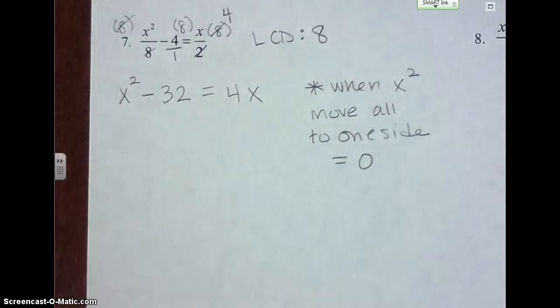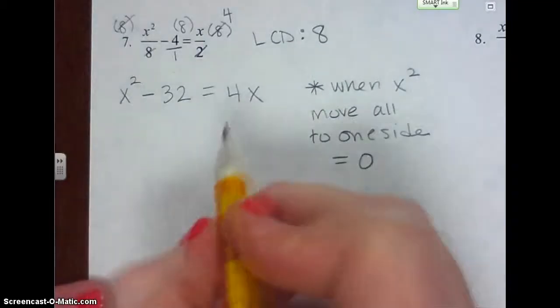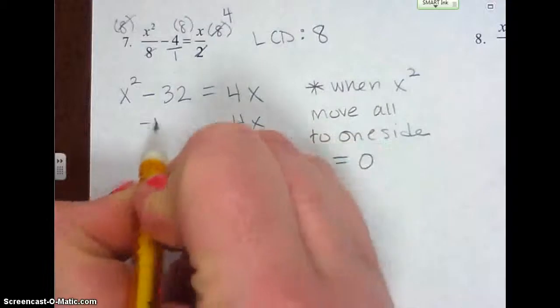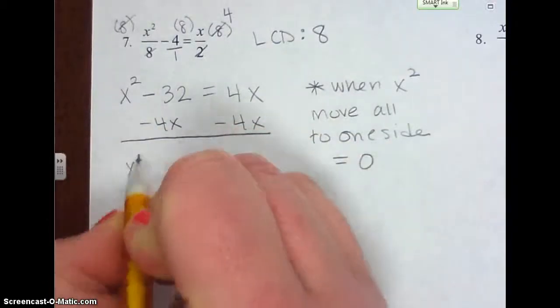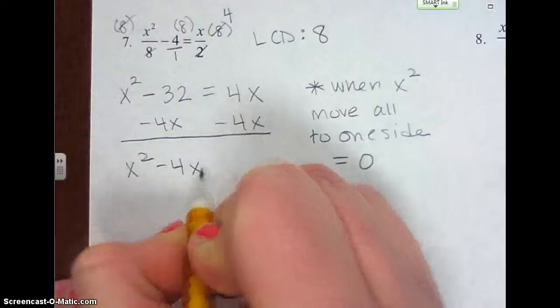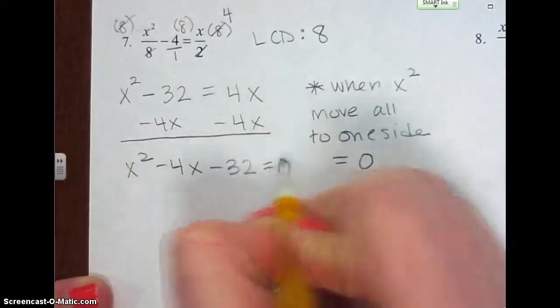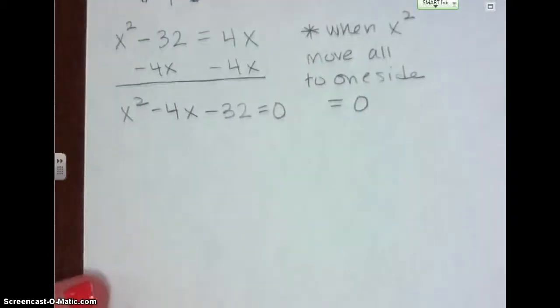Okay, so if you don't have an x squared, you can just solve for x like normal. But when you have an x squared, we want to move everything to one side. So I usually go to the side where the x squared is positive. So we have x squared minus 4x minus 32 equals 0.